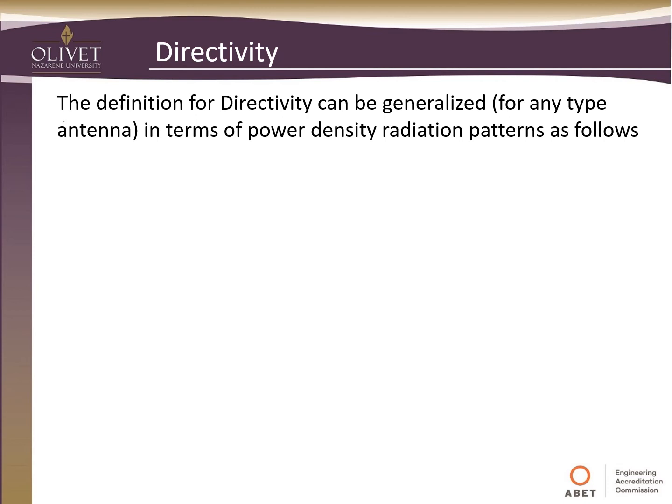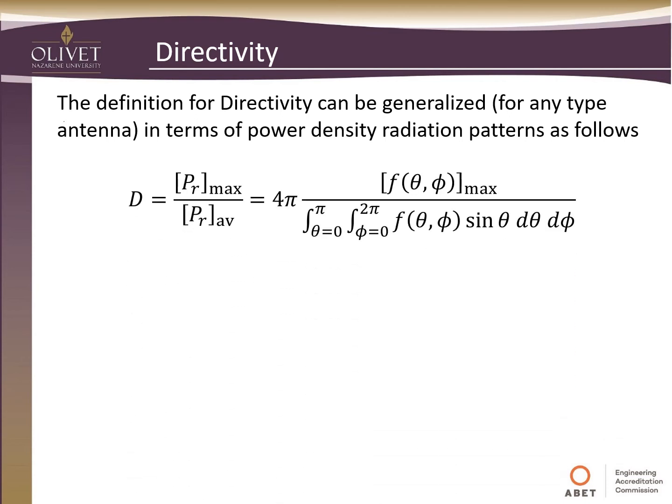The definition for directivity can be generalized for any type of antenna in terms of the power density radiation pattern. So if someone gives us a function for the radiated power, that is, as we go in every theta and phi direction, it'll plot out what that power is. We can just find the maximum value of that, and then integrate it over this integral. And so that's the general form. If we're given this equation, then we can calculate the directivity.